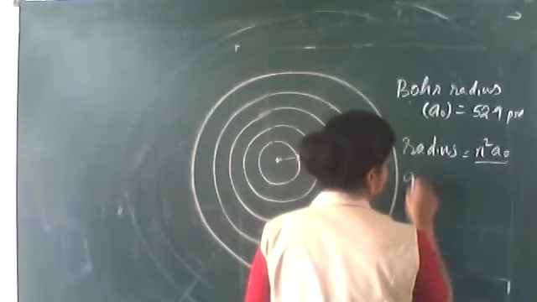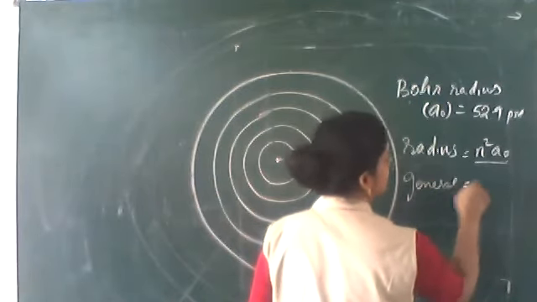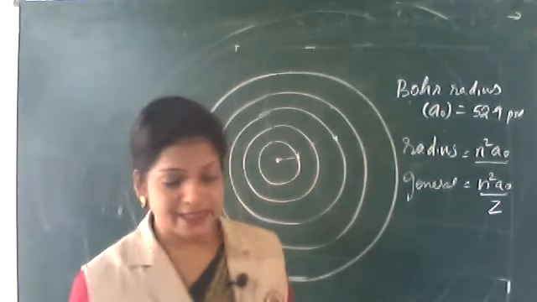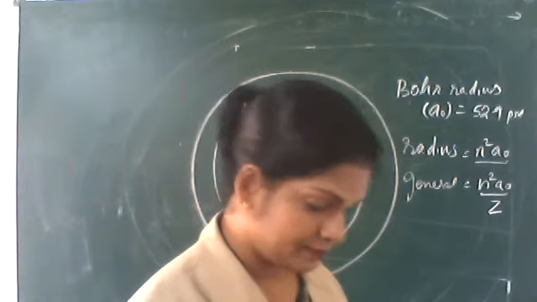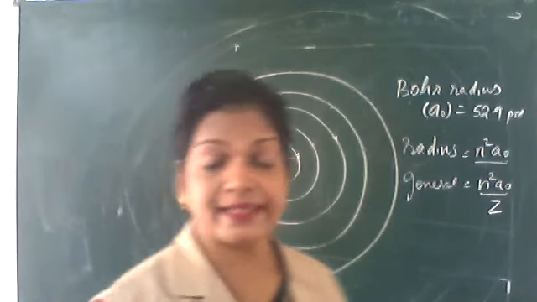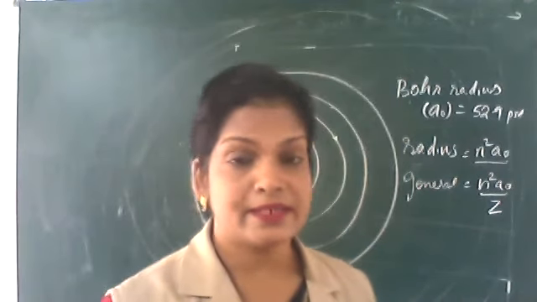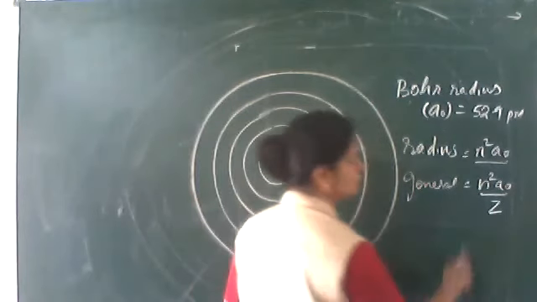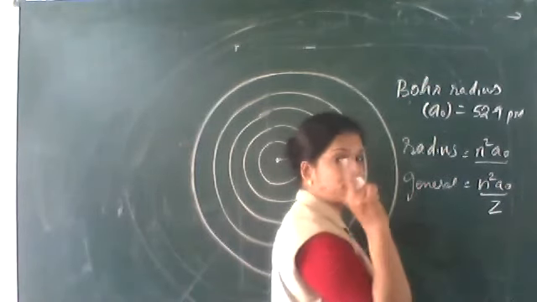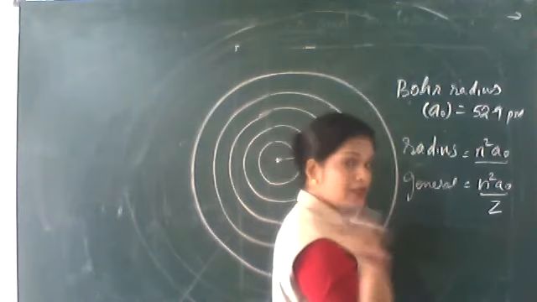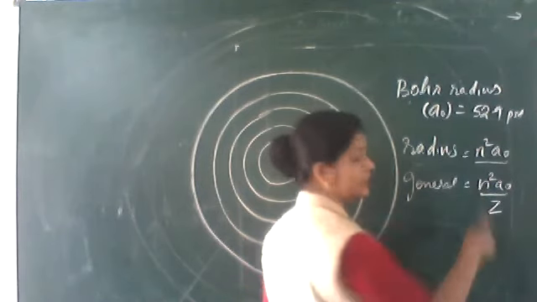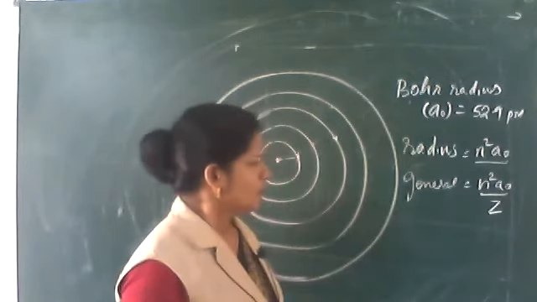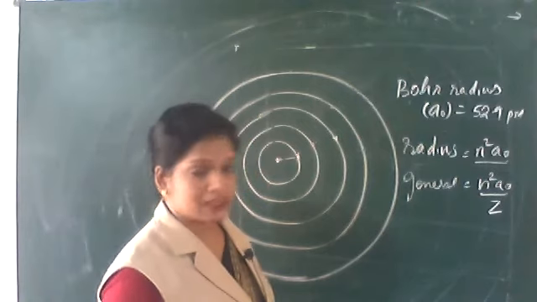In general, for other atoms, the radius is n square a naught upon Z. Z is the atomic number. If it is helium's first orbit, n is equal to 1, Z is equal to 2. If it is lithium's first orbit, n is equal to 1, Z is equal to 3. Z is the atomic number. And what is the energy of each electron?